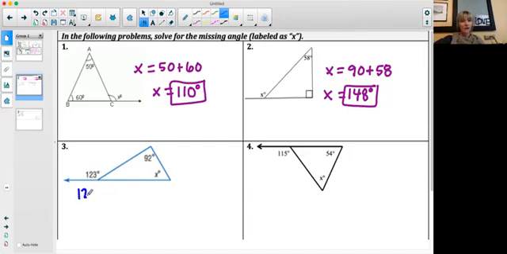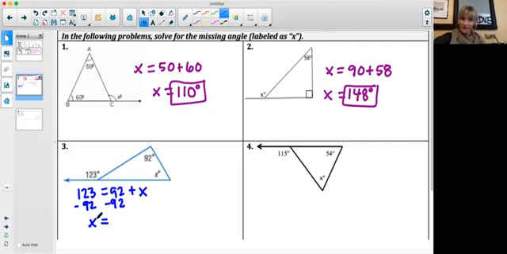The exterior angle is equal to the sum of the two remote interior angles. Now I just have to do a little bit of inverse thinking, and I have to go minus 92, and I will now be finding, instead of the exterior angle, one of the remote interior angles that I was missing. And 123 minus 92 is 31 degrees.